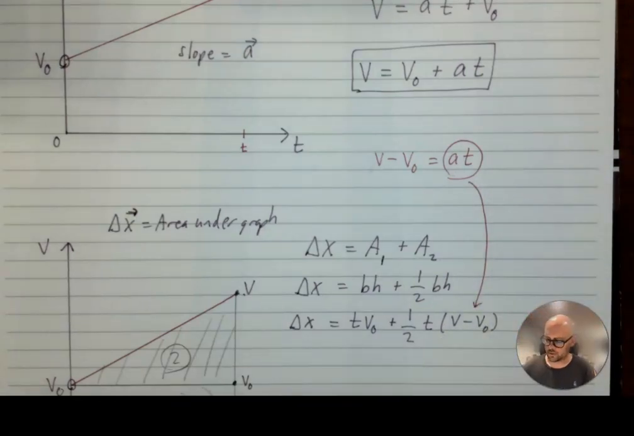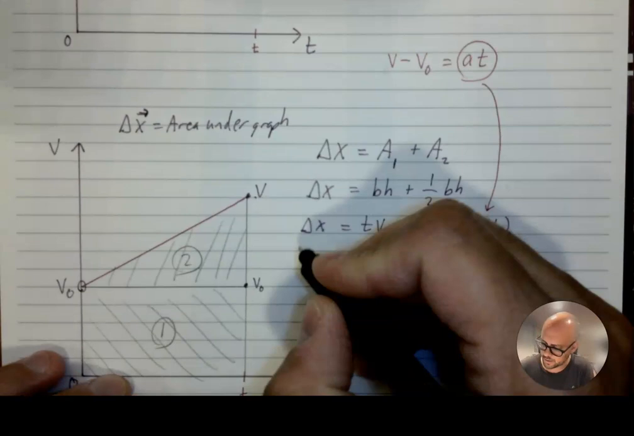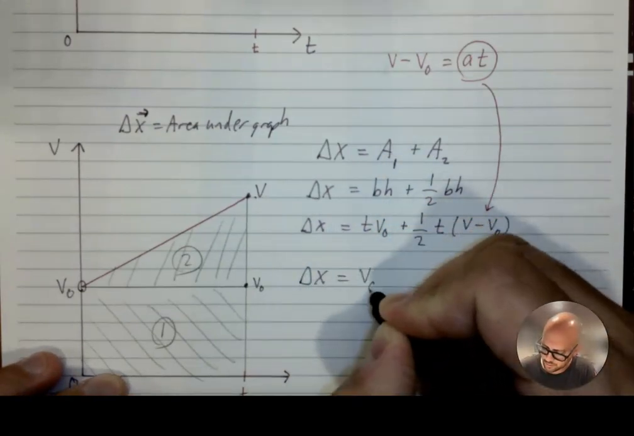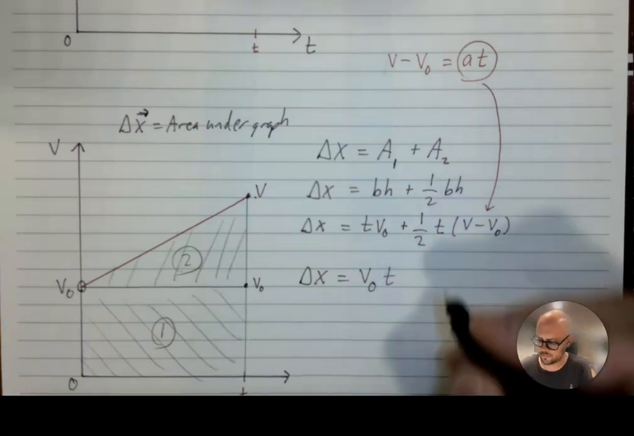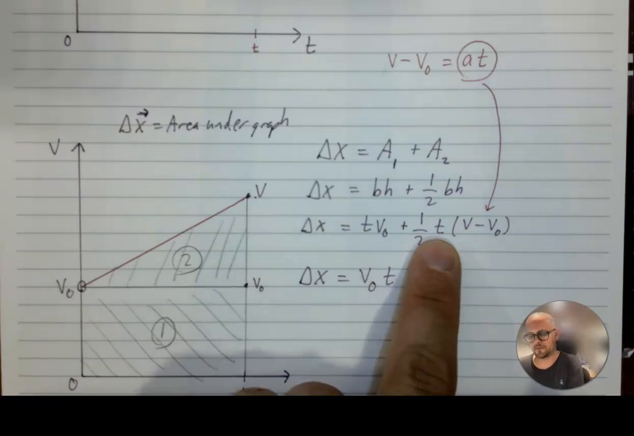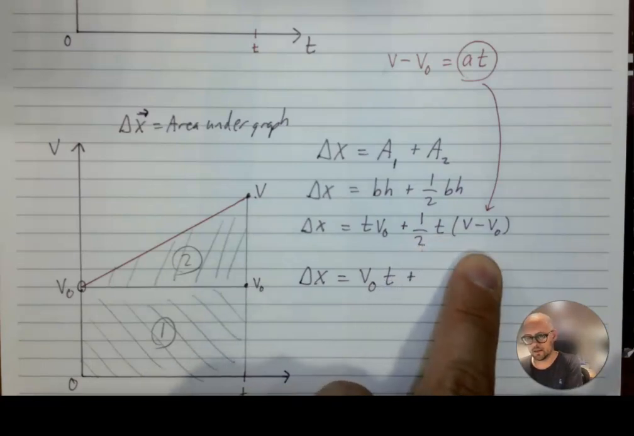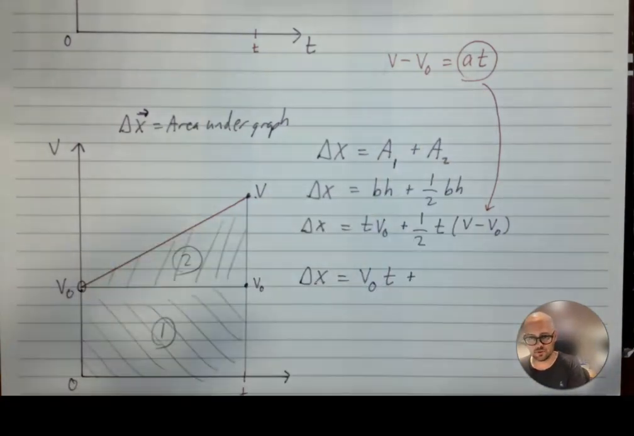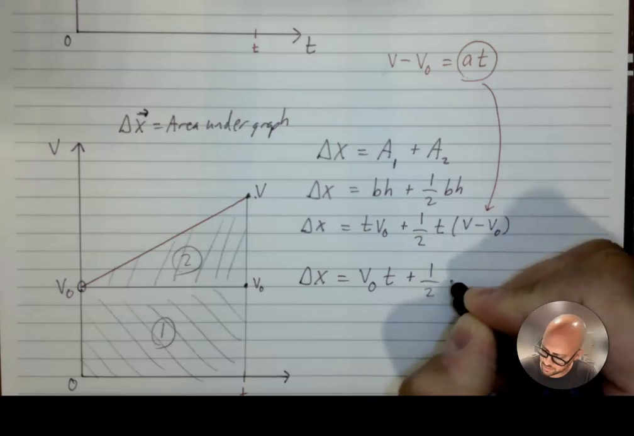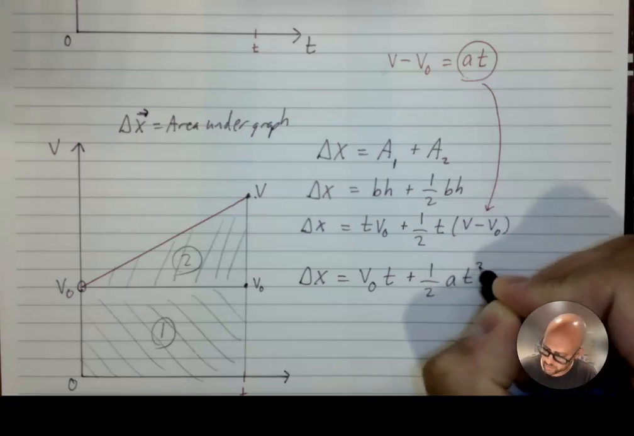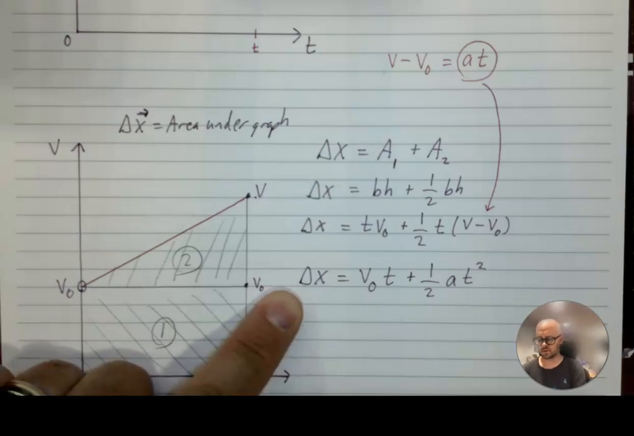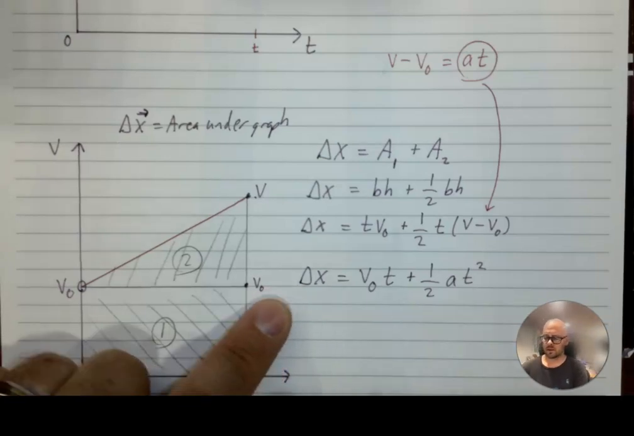Okay. So I'm going to clean this up a little bit, and I can write it as displacement equals initial velocity times time plus 1/2 times t times at. So there's 2 times in there. So I'm going to write this as 1/2 at squared. And you might see me use this equation looking like this.